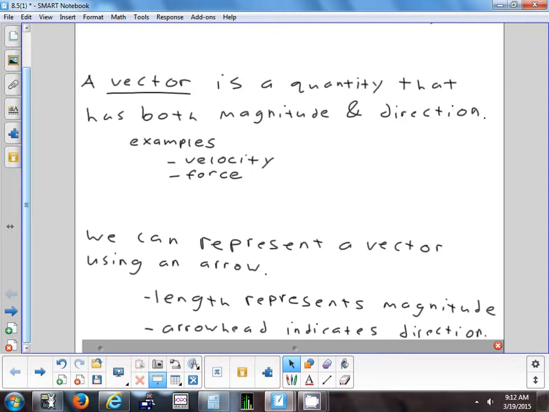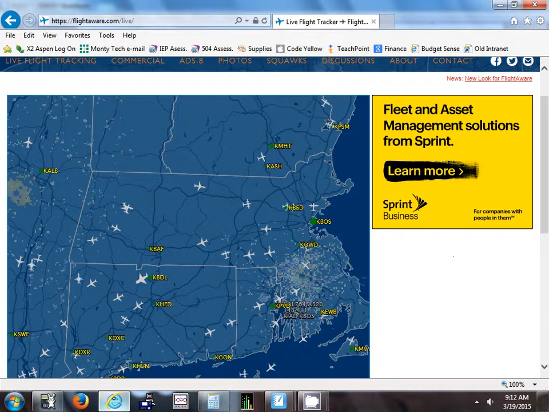All right, so earlier I brought up a website that had airplanes traveling in different directions. And you could think of all those airplanes as vectors. So if we take a look at that, if you look at all these different planes, they're traveling in different directions. And they also have different speeds they're traveling at. So you think of them as vectors.